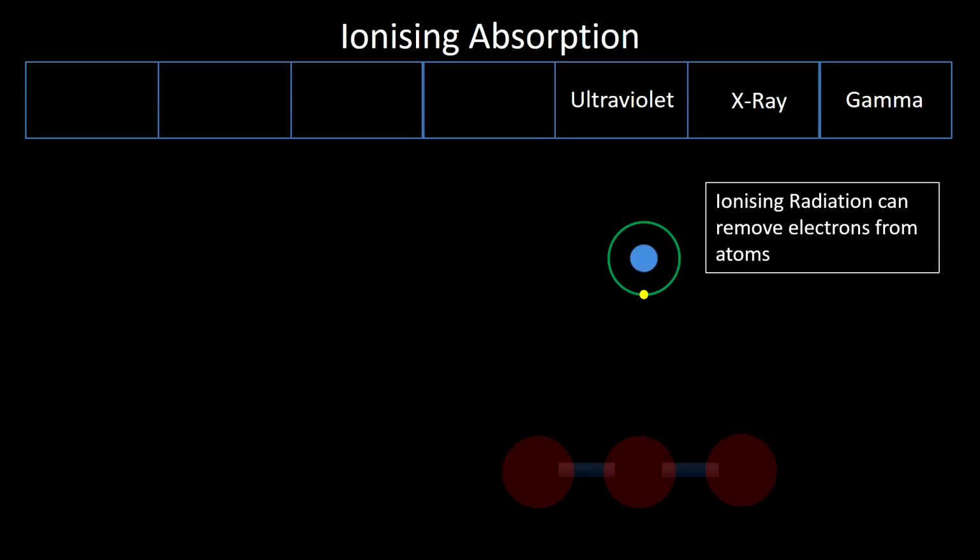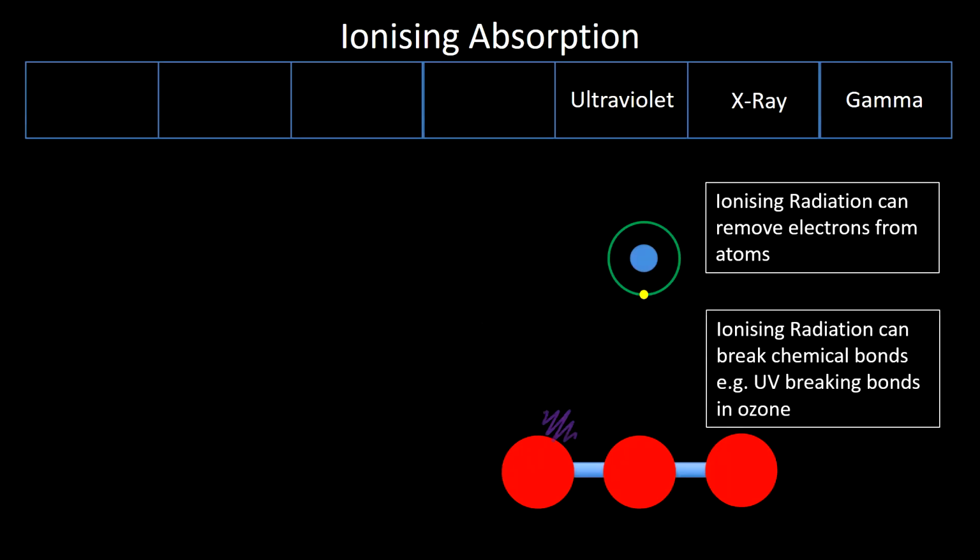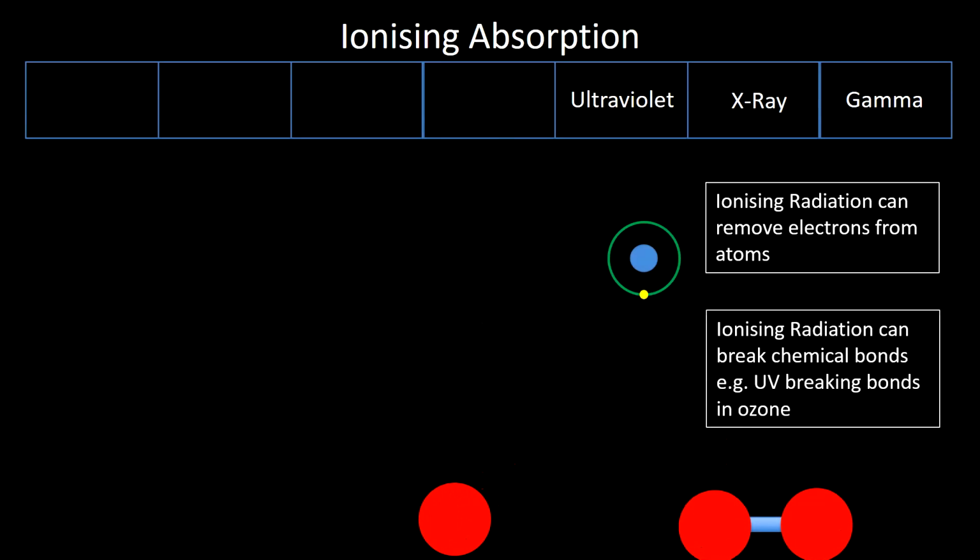The other thing ionising radiation can do is take a molecule and break the bond. So here's a molecule of ozone. The photon comes in, breaks the bond between the oxygen atoms, and breaks up the ozone. That's a process that happens naturally in the ozone layer when, in this case, ultraviolet radiation is absorbed, and that's how the ozone layer protects us from ultraviolet radiation, UVC in particular.